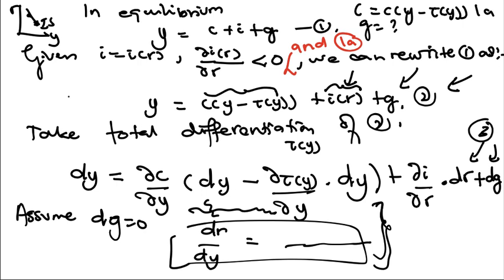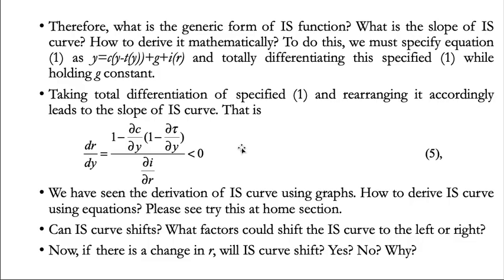Alright, so finally, if you rearrange equation 2 such that dr over dy is on the left hand side and the rest on the right hand side of the equals, then finally you should get expression 5 here. Now if you look at expression 5, how do we know that dr over dy is negative?